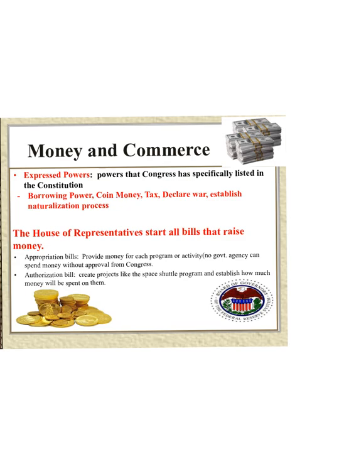Express powers. Powers that Congress has specifically listed in the Constitution. Some of those powers are: they have the ability to borrow money, coin or make money, levy taxes, declare war, and establish the rules within the naturalization process. The House of Representatives start all bills that raise money. There are 2 types. There are appropriation bills, and then there are authorization bills.